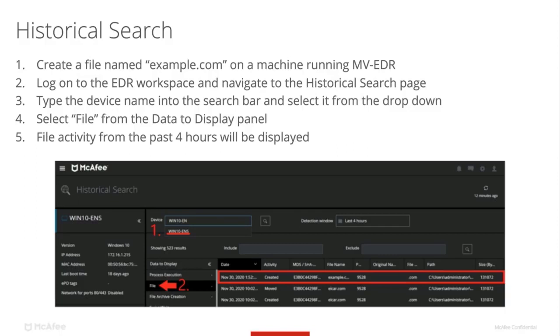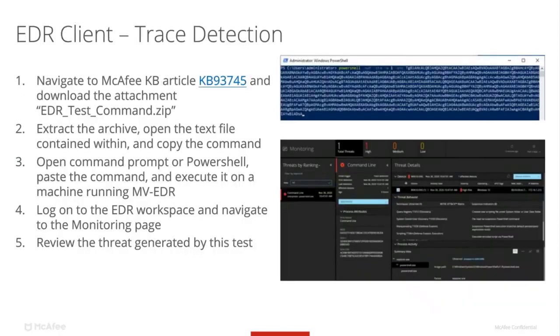Next, to verify that trace detections are functioning correctly with the EDR client on the machines, you first need to navigate to the McAfee knowledge base article, KB93745, and download the attachment edrtestcommand.zip from the bottom of the page. Once you've downloaded it, extract it, open up the text file contained within it, and copy the command from the text file. From there, just open up a command prompt or a PowerShell. It doesn't have to be an admin command prompt or PowerShell, but it can be if you want to. And then execute the command from the text file.